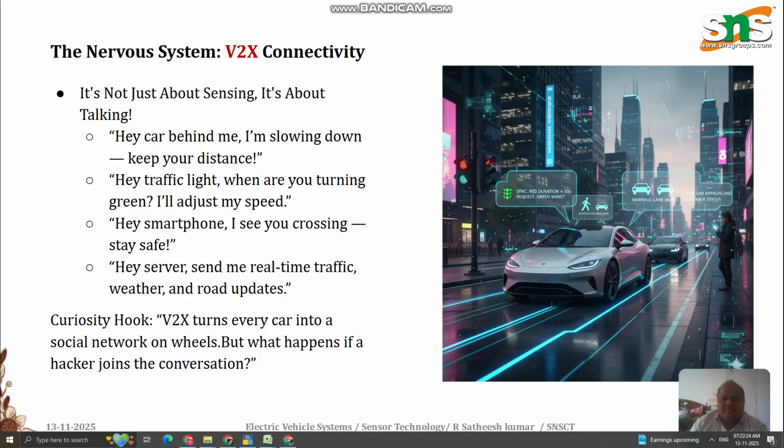This is the nervous system for the car, that is V2X technology, vehicle to everything. The vehicle can connect with pedestrians, with traffic signals on the roads, with other vehicles, or with buildings. So it can connect with everything. That is what V2X technology conveys.